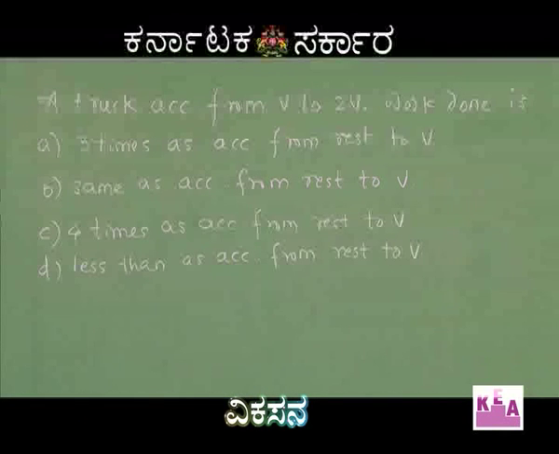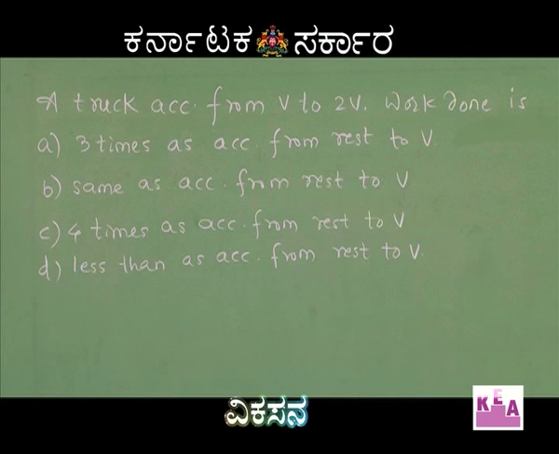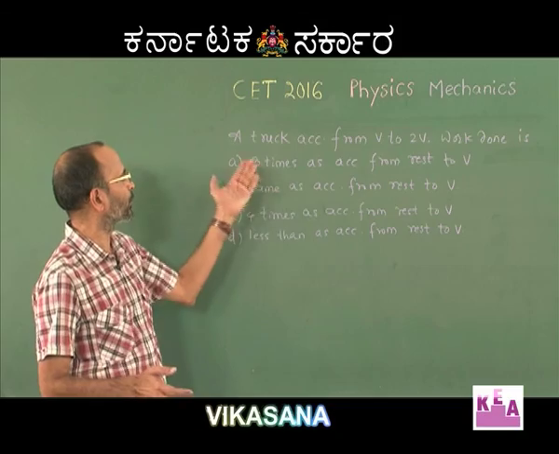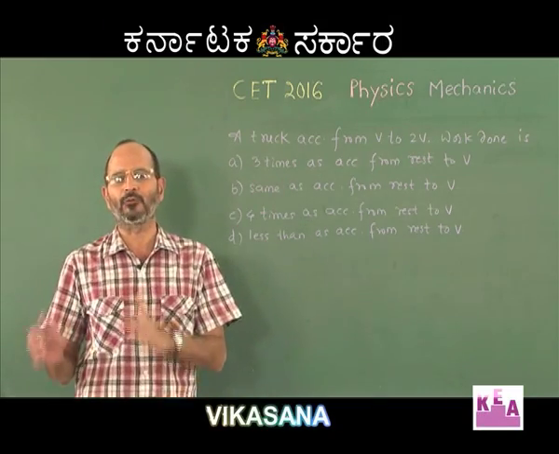A truck accelerates from V to 2V. Work done on the truck is 3 times as much work done in accelerating the truck from rest to V, same as accelerating it from rest to V, 4 times as accelerating it from rest to V, and less than as accelerating it from rest to V. So, he has simply compared the work done in various circumstances. If you look at all the options, he has accelerated the truck from rest to V and he has calculated the work done and wants you to compare that work with the work which is required to be done on the truck to accelerate it from V to 2V.